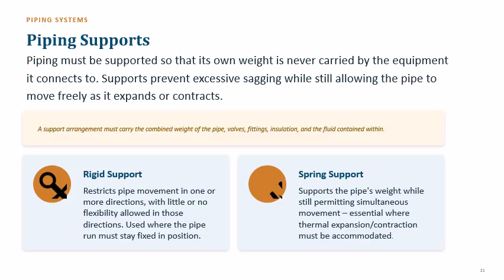In terms of rigid support, it restricts the pipe movement in one or more directions with little or no flexibility allowed in those directions, used where the pipe run must stay fixed in position. And in terms of the spring support, it supports the pipe's weight while still permitting simultaneous movement. So it is essential where thermal expansion and contraction must also be accommodated. So these are the two different types of piping supports, that is the rigid support and the spring support.